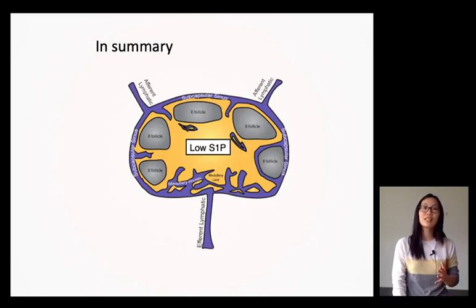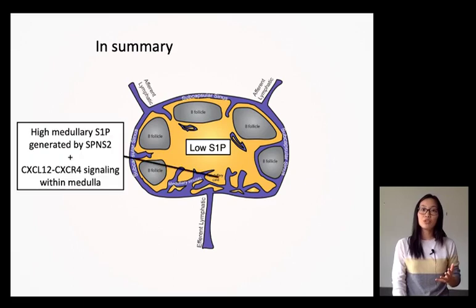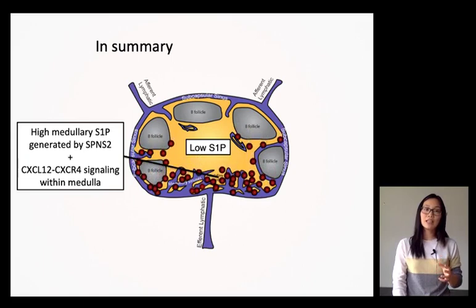So to summarize, prior to our work, we knew that lymph node parenchyma likely had lower levels of S1P compared to lymph fluid, and that allows lymphocyte egress from lymph nodes. But we were able to visualize S1P gradients within the parenchyma. And we saw that there are high medullary gradients of S1P generated by spinster 2. And we also learned that CXCL12 and CXCR4 signaling within the medulla is important for NK cells to position themselves properly in the medulla.